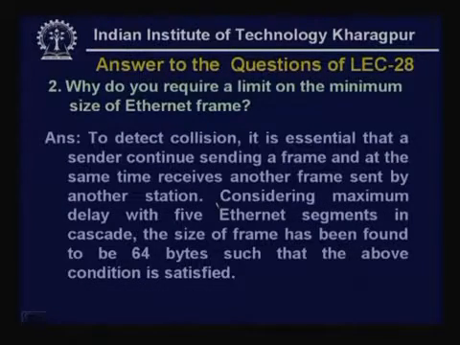Second question was: why do you require a limit on the minimum size of Ethernet frame? As I mentioned, to detect collision it is essential that a sender continues sending a frame at the same time it receives another frame sent by another station. That is how collision is detected. So, considering maximum delay with 5 Ethernet segments in cascade, the size of frame has been found to be 64 bytes such that the above condition is satisfied.